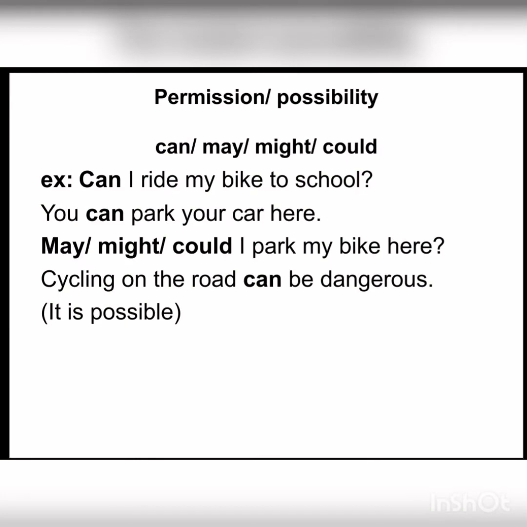To express permission, possibility, we use can, may, might, could. For example, can I ride my bike to school? You can park your car here. May, might or could I park my bike here? Cycling on the road can be dangerous.